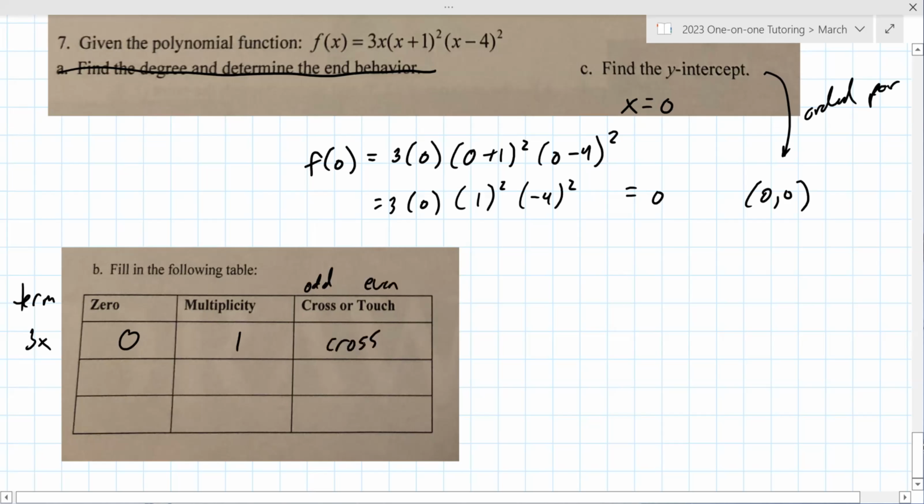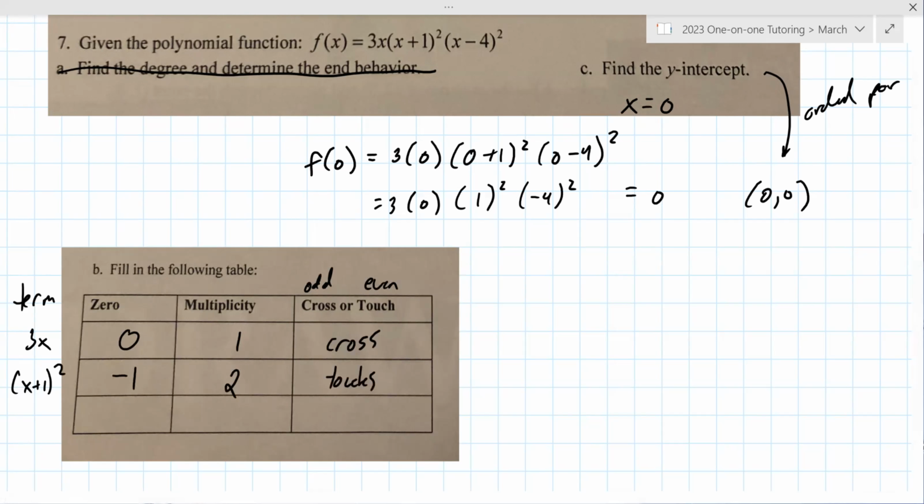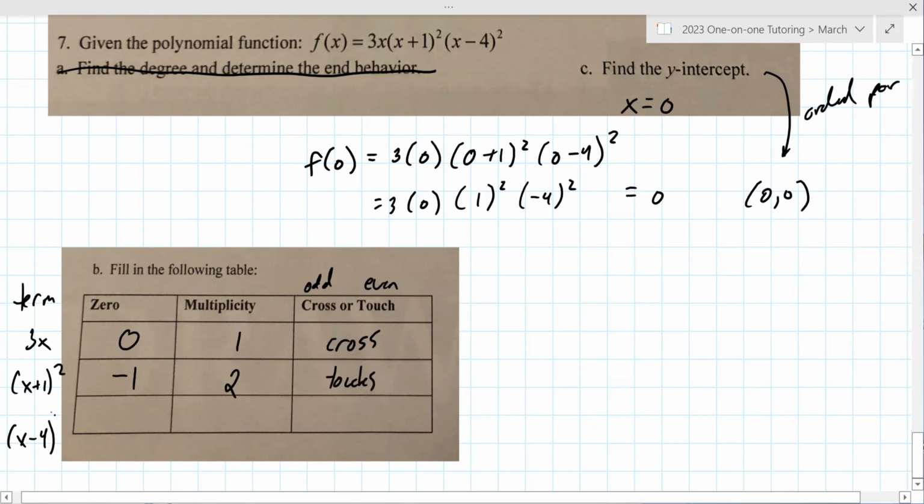So cross. Then the x plus 1 squared, that's a 0 at minus 1. It's the number that makes the 0, multiplicity of 2, and it touches because it's even. The last one here is for x minus 4 squared, so 0 at 4, multiplicity of 2, and it touches like that.